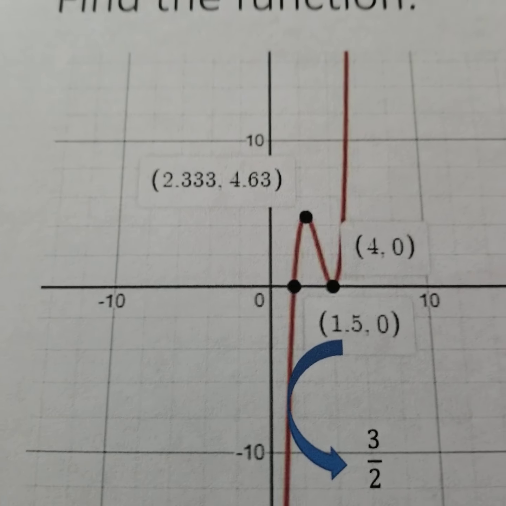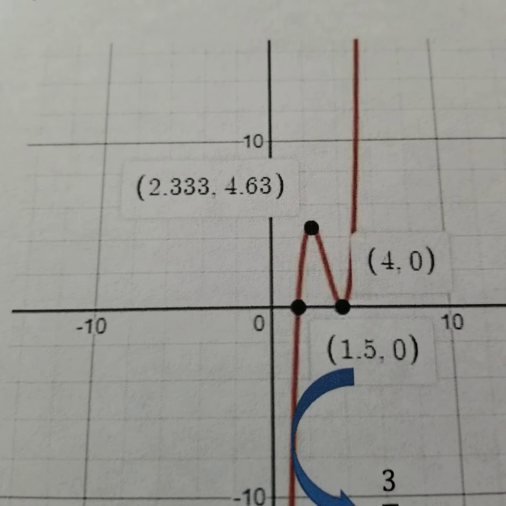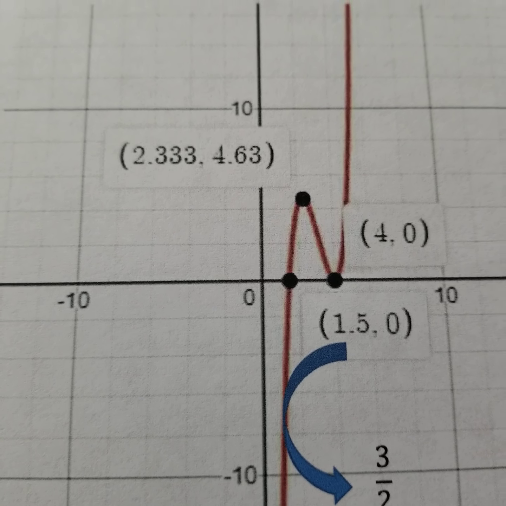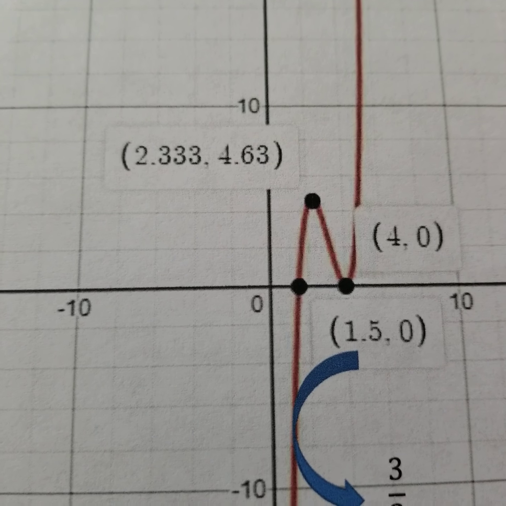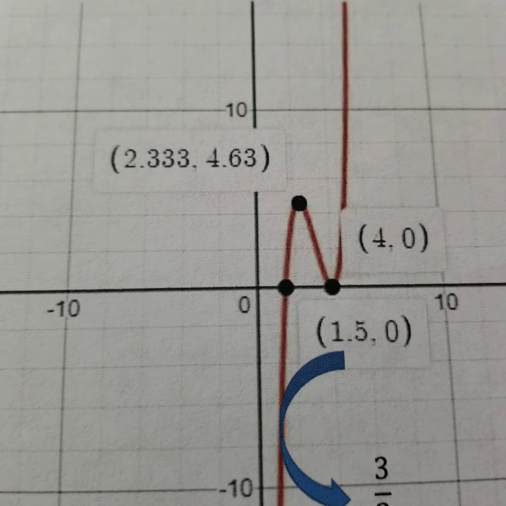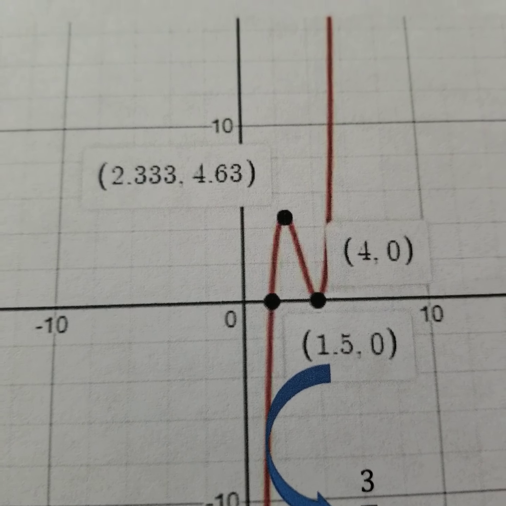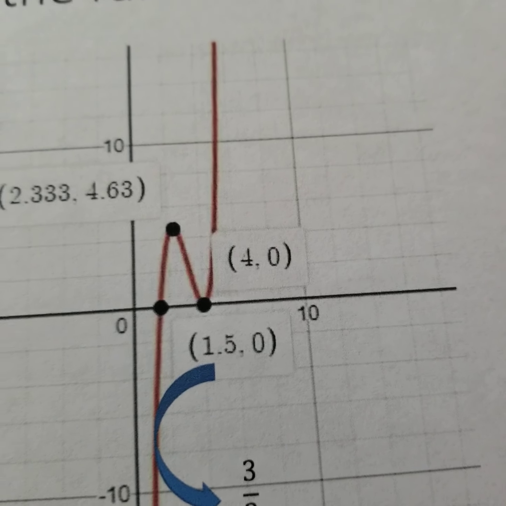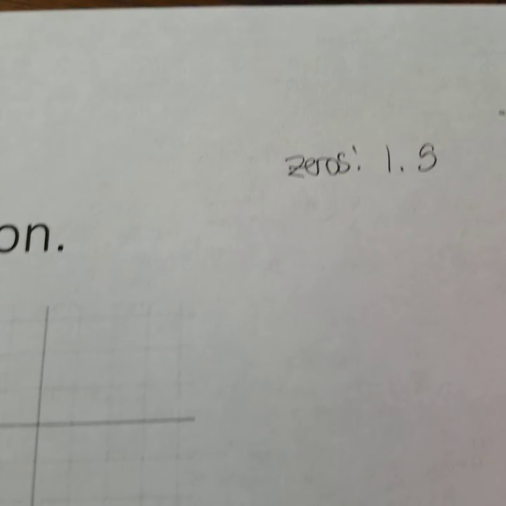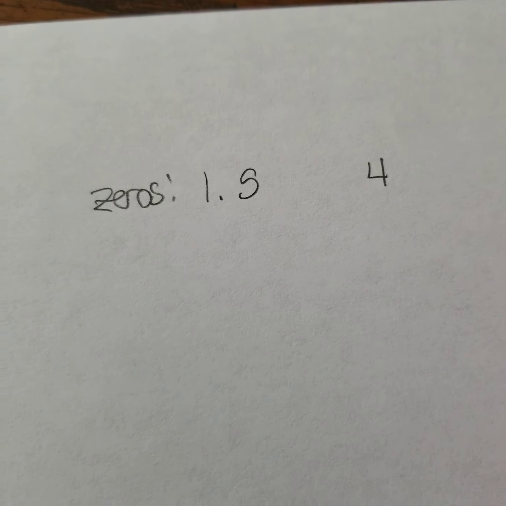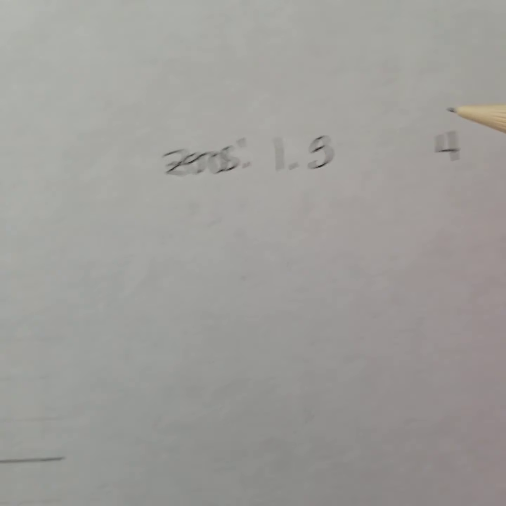And here is our graph right here. And my zeros are at 1.5 and 4. So that's the first thing I'm going to write down. Zeros are at 1.5 and 4. I am going to go ahead and put zeros, 1.5 and 4. I'm going to set each of those equal to x. So x equals.